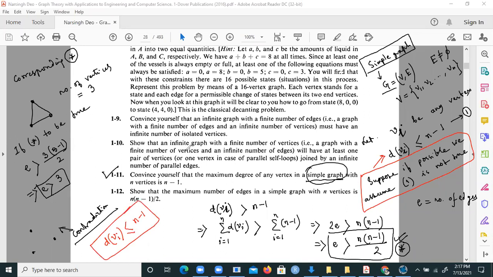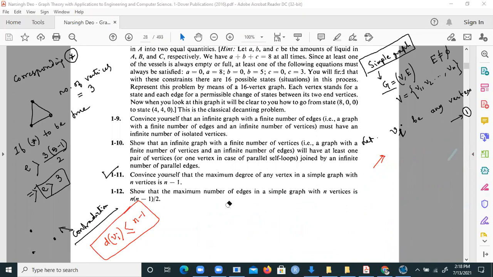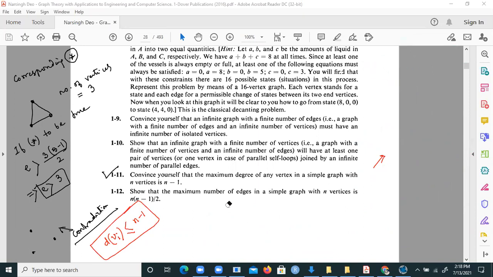So with this mathematical logic, we can quickly prove the given result. And the second proof is pretty simple. It is saying that corresponding to a simple graph with n vertices, the maximum number of edges must be n into n minus 1 by 2.